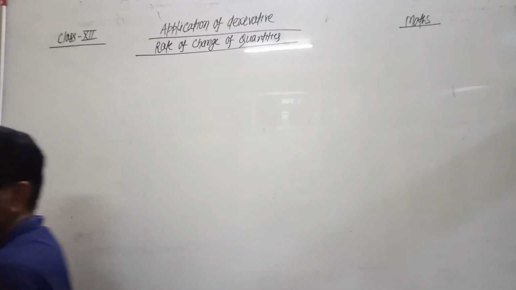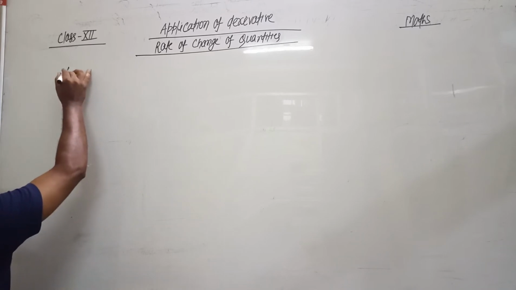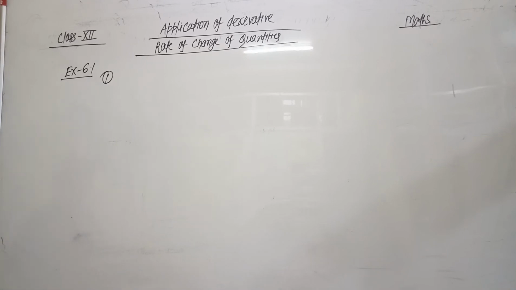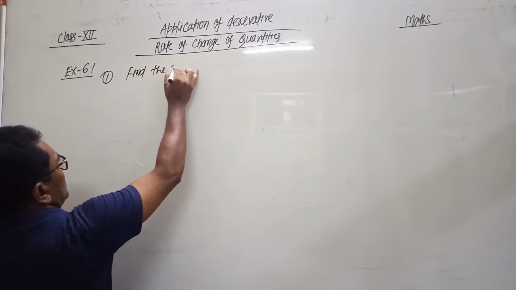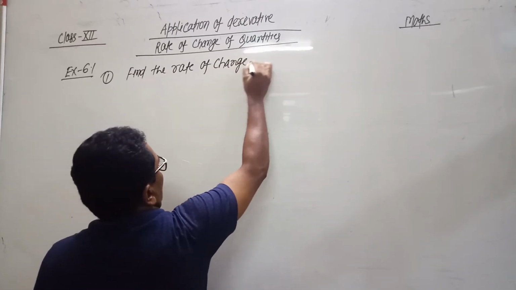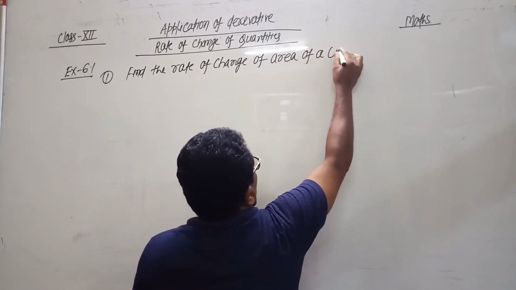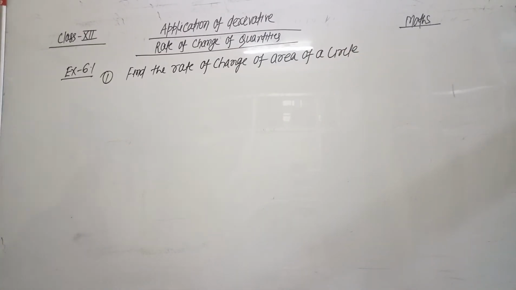Now let us come to exercise 6.1. Exercise 6.1. The first question is, find the rate of change of the area of a circle with respect to radius r.